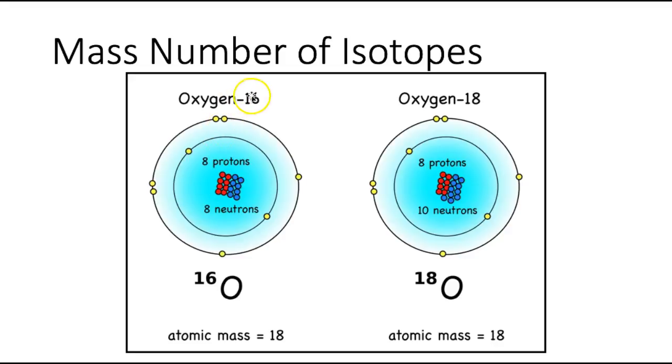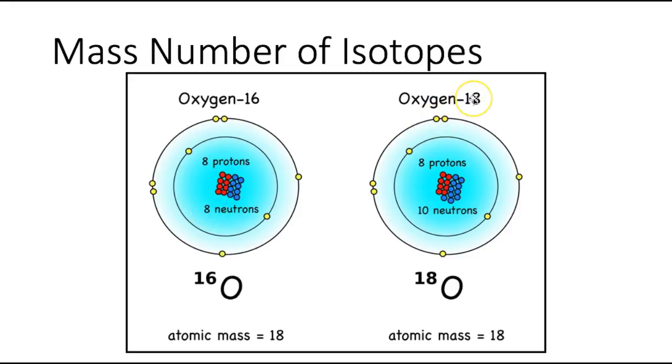Here on the left, we have oxygen 16, which tells me my oxygen has a mass of 16. My atomic number for oxygen is 8, so I have 8 protons and 8 electrons. To find my number of neutrons, I take my mass number of 16 and I subtract my number of protons, 8, and I get a total of 8 neutrons in the atom.